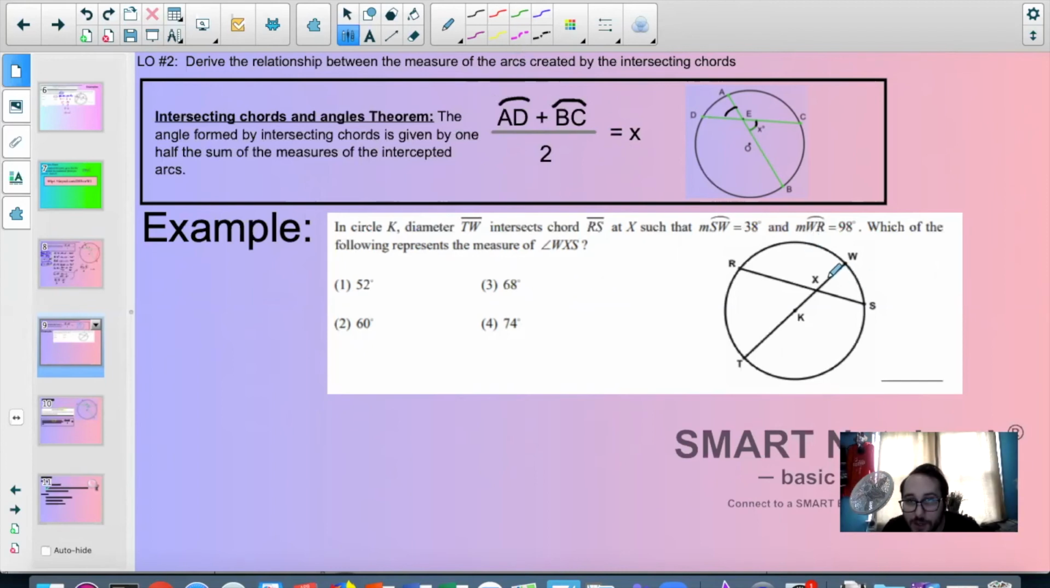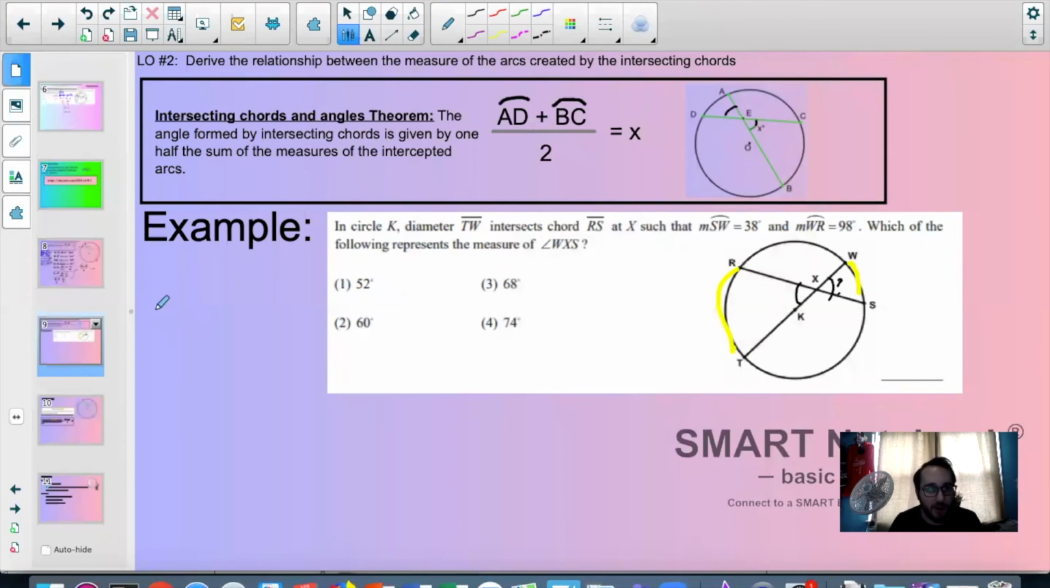We are looking for WXS, which is this angle. Okay, so I'm going to put a question mark. But this angle is congruent to this angle, right? Which means we need to look at the arcs that are opposite those angles. So that's RT and WS. Before I fill in more information, I'm going to write out my formula so that I know what I'm looking for. It's going to be RT plus WS divided by 2 equals the angle that I'm looking for, which is angle WXS.